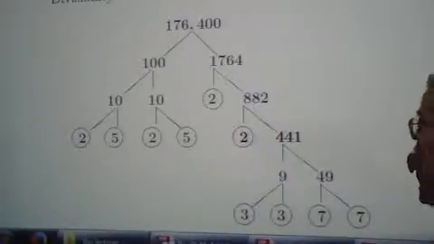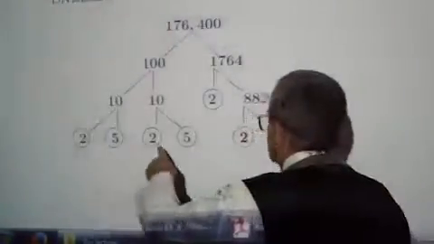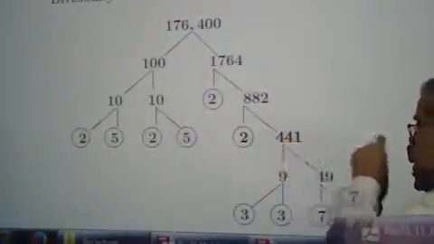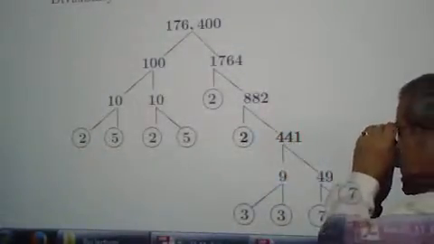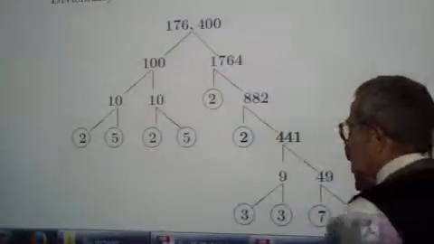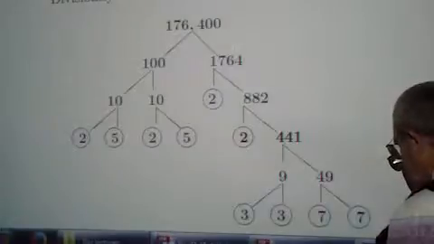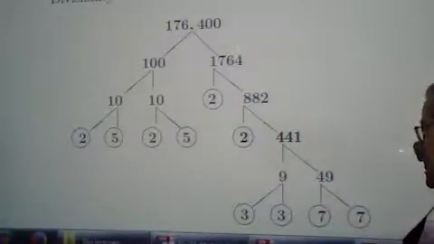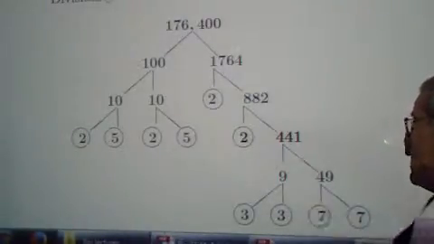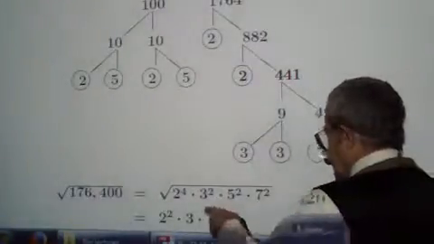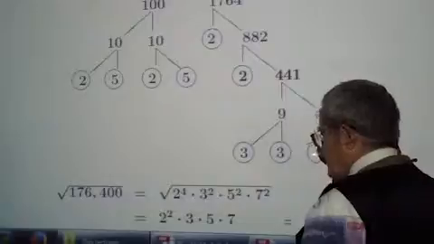So what do we have? 2 times 2 times 2 times 2. That's 2 pairs of 2s. So 2 times 2 comes out. 5 times 5, 5 comes out. 3 times 3, 3 comes out. 7 times 7, 7 comes out. I circle the prime numbers.